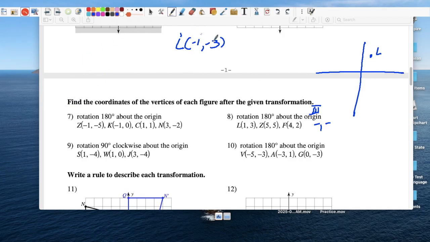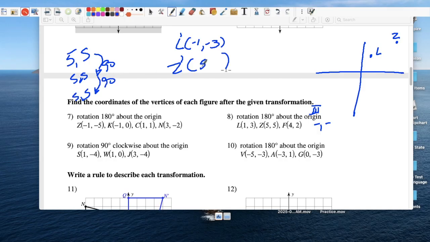Z, okay, where's Z? Z is right here. Z at (5, 5), so 5 to the right and 5 up. So imagine Z over here. So Z prime: if you have (5, 5), you're going to switch once for 90 degrees. So it's still (5, 5). And if you switch again, guess what? Still (5, 5), but (5, 5) in what quadrant? In quadrant 3. So negative.